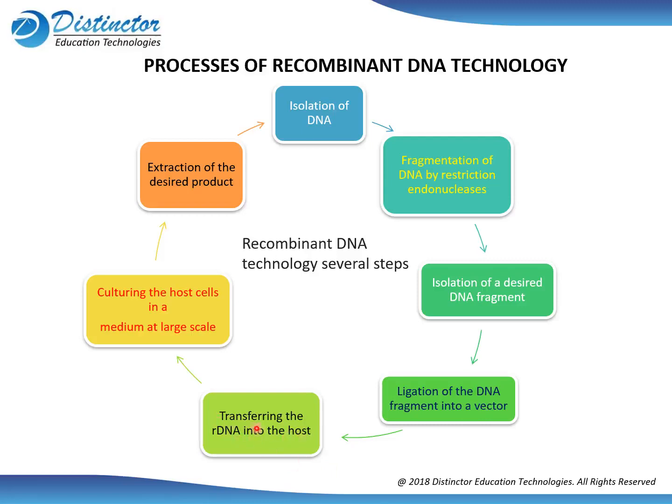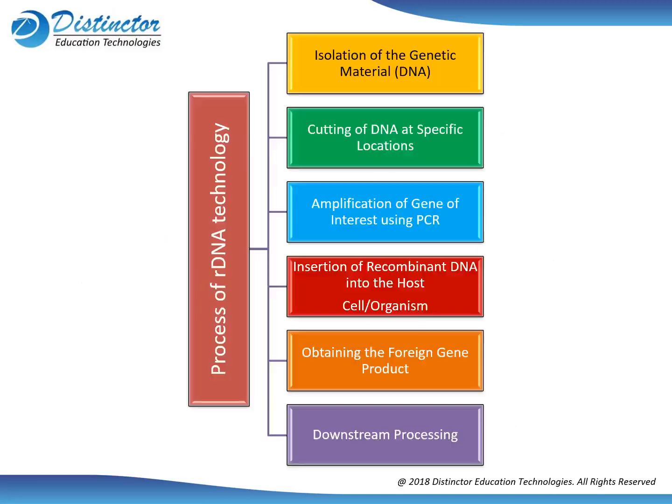Once the host cell takes up the recombinant DNA, we culture the host cell on a large scale. When the cells are produced on a large scale, we can get the desired product. We will study each step in detail in the upcoming slides. The first one will be the isolation of genetic material.